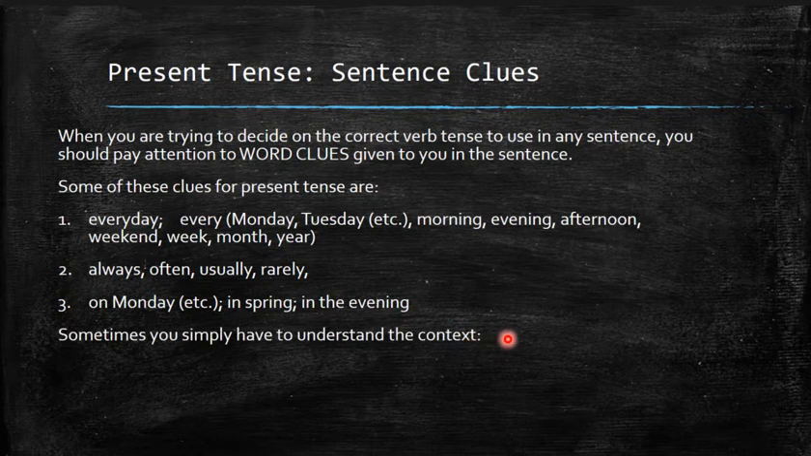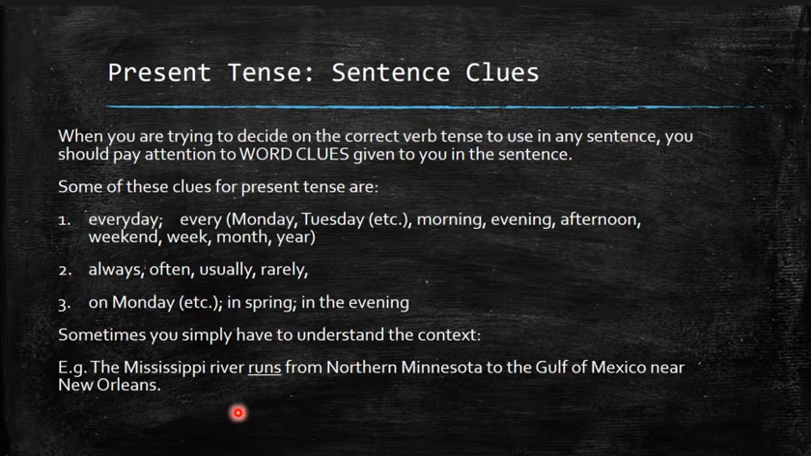But sometimes you simply have to understand the context. So, an example, the Mississippi River runs from northern Minnesota to the Gulf of Mexico near New Orleans. The verb here is runs. It's in the simple present tense. This Mississippi River is not going to stop. It always happens. We just understand this based on the context of it's a river. It never changes, so it runs.